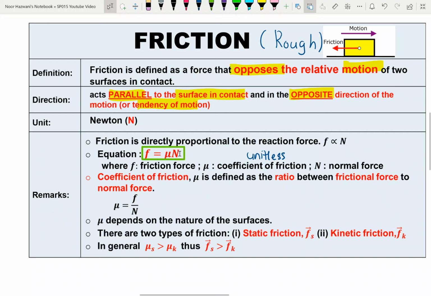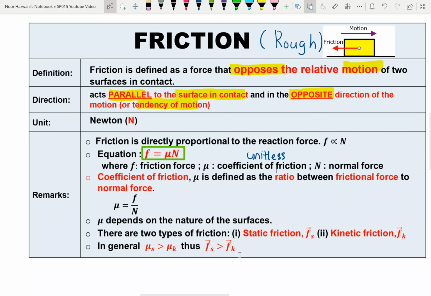So maksudnya kita rearrange equation tu. Mu depends on the nature of the surface, tengoklah surface tu kasar ke, is very rough or smooth. Okay, there are two types of friction, satu static, satu kinetic. In general, mu S kebiasaannya akan lebih besar daripada mu K, and then Fs akan lebih besar daripada Fk.